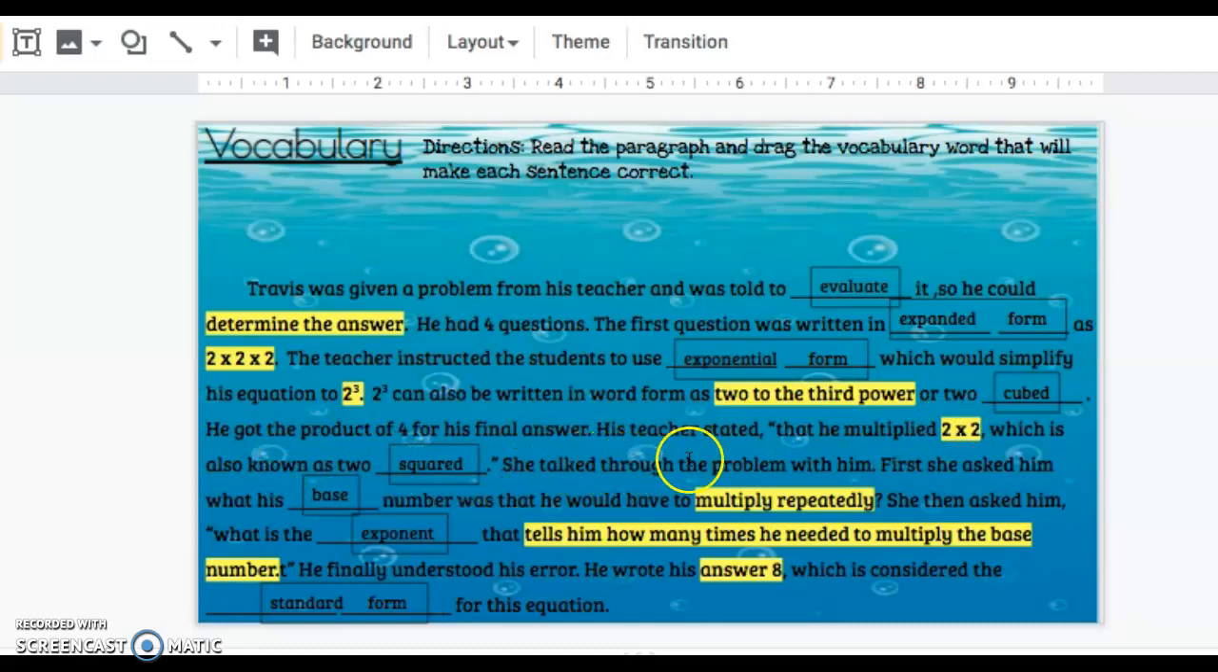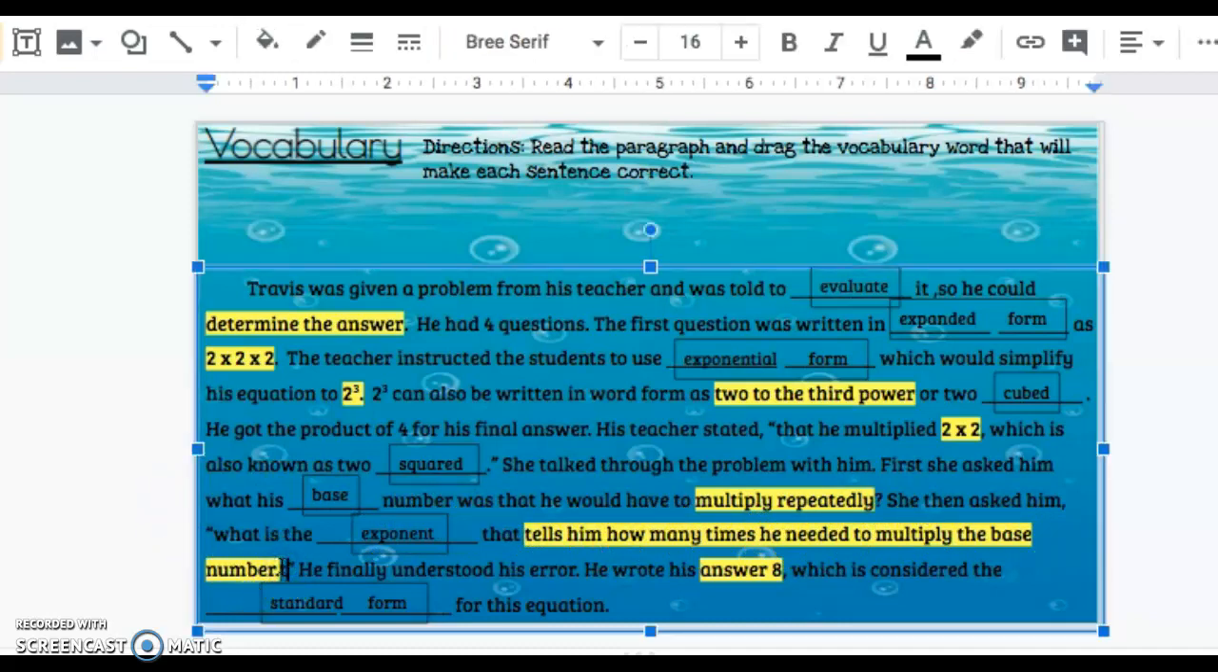She talked through the problem with him. First, she asked him what his base number was that he would have to multiply repeatedly. She then asked him what is the exponent that tells him how many times he needed to multiply the base number. He finally understood his error. He wrote his answer 8, which is considered the standard form for this equation.